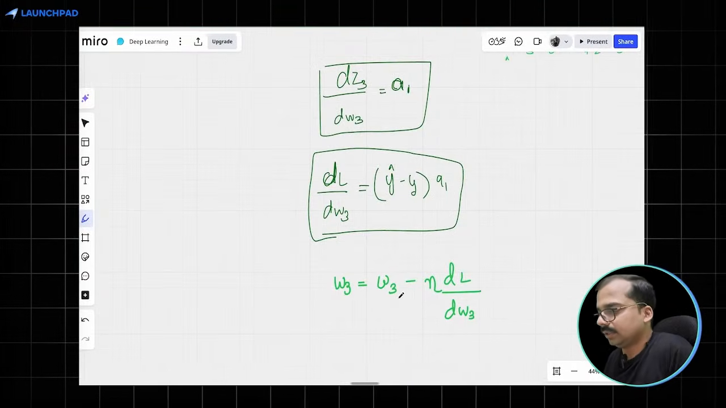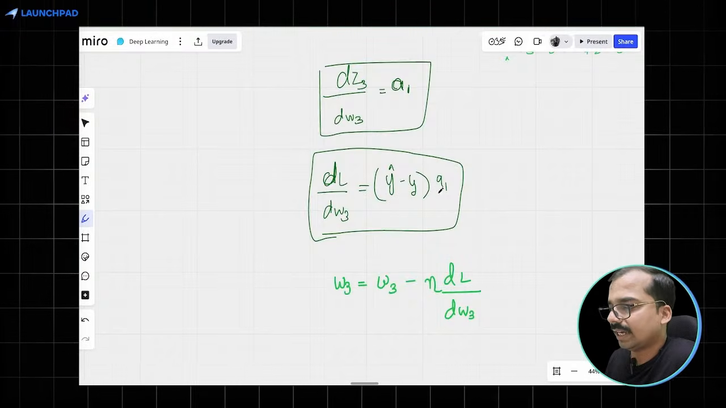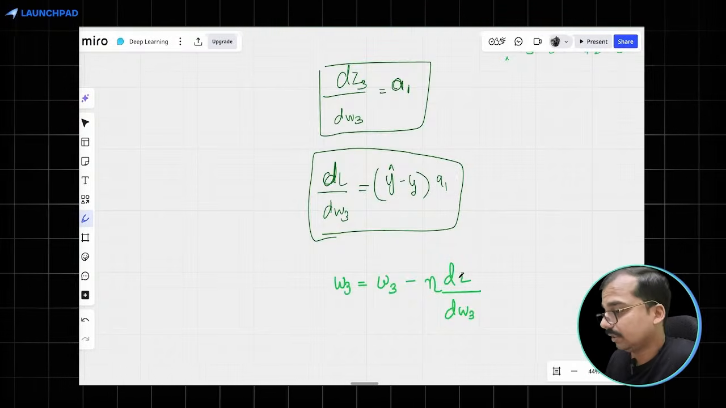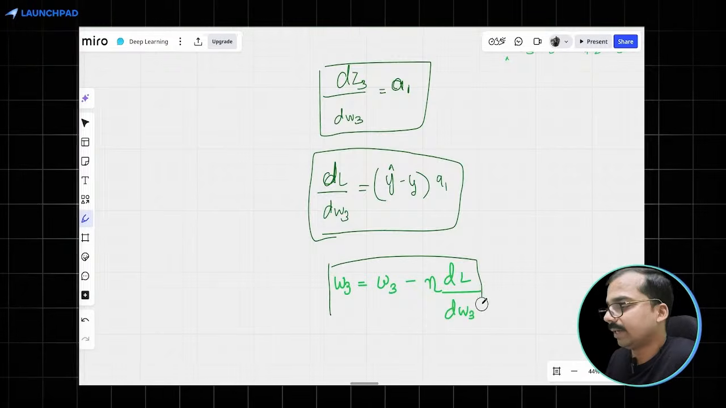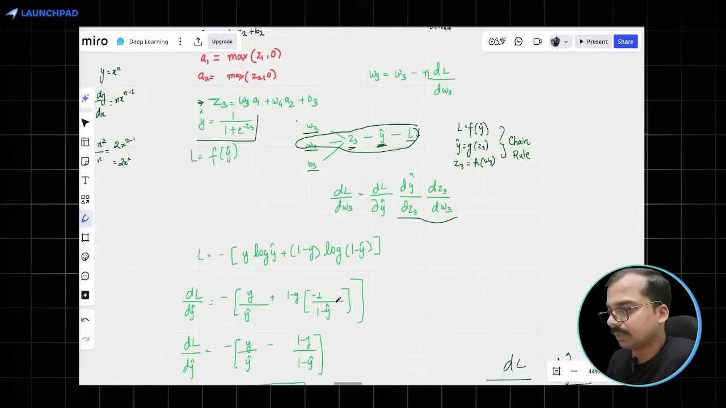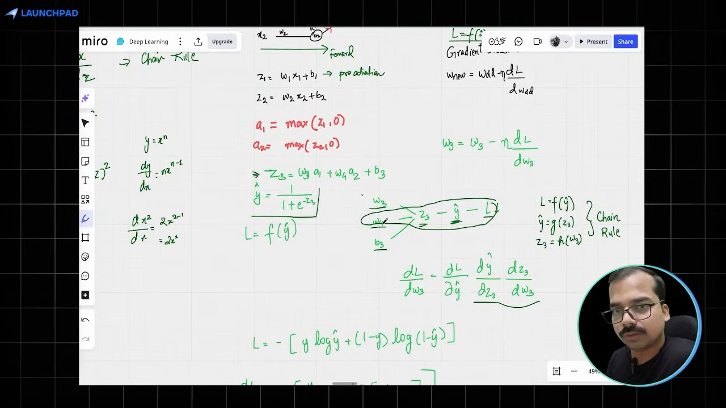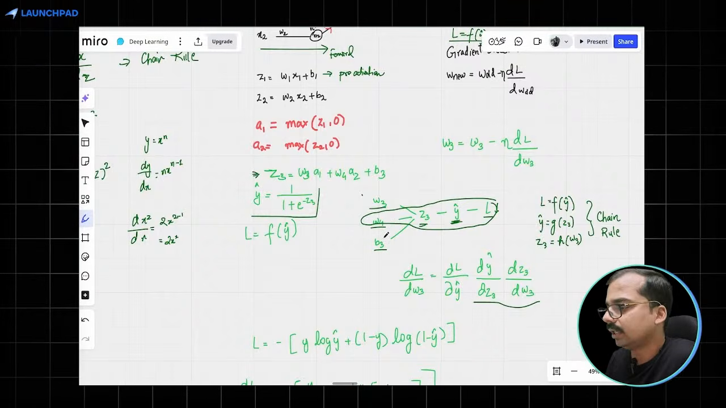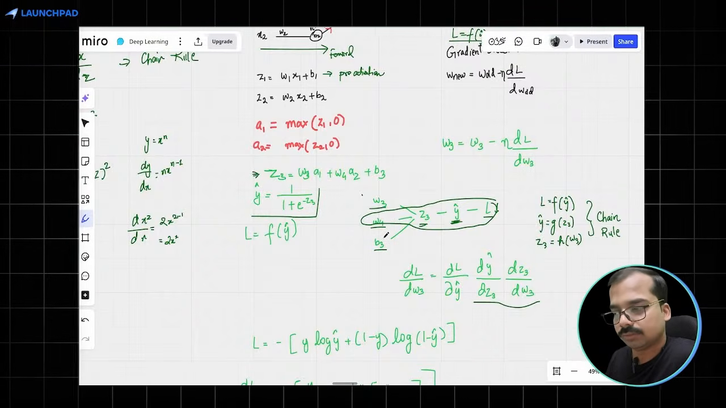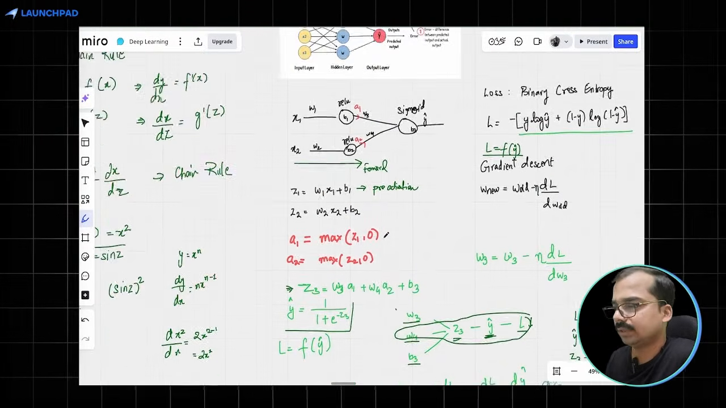Now I have got the value dl by dw3. I have y hat, I have y, I also have the value of a1. I will use it to update my w3. Similarly, I can do the same thing for updating my w4. The same process is applied, and the same thing for b3 also. And this is actually what back propagation does.